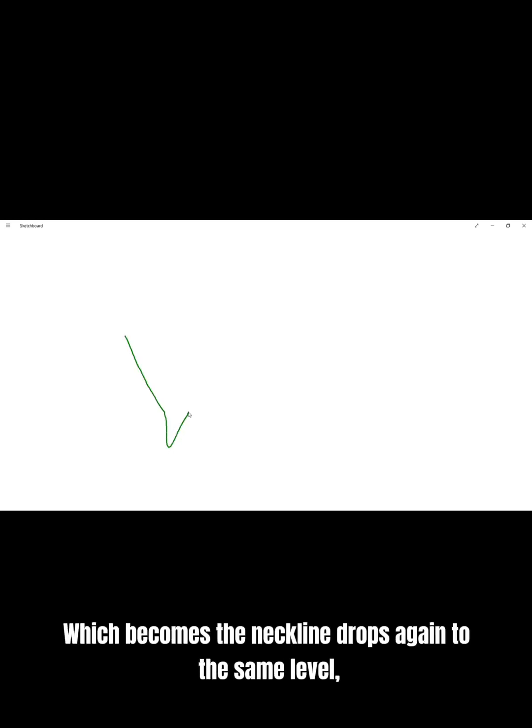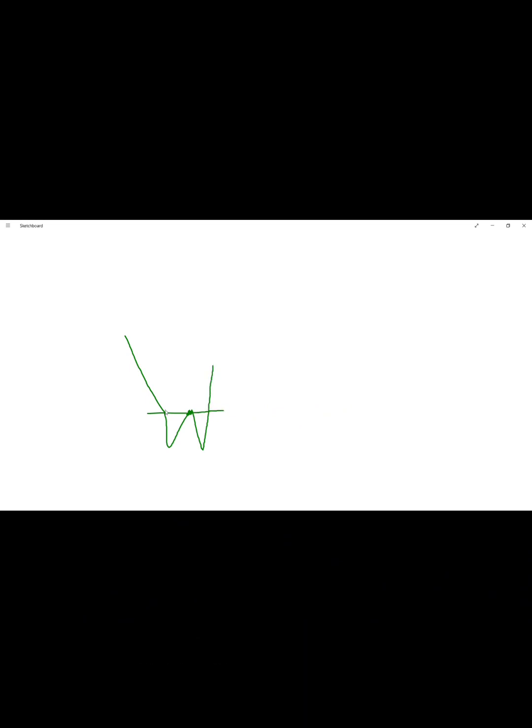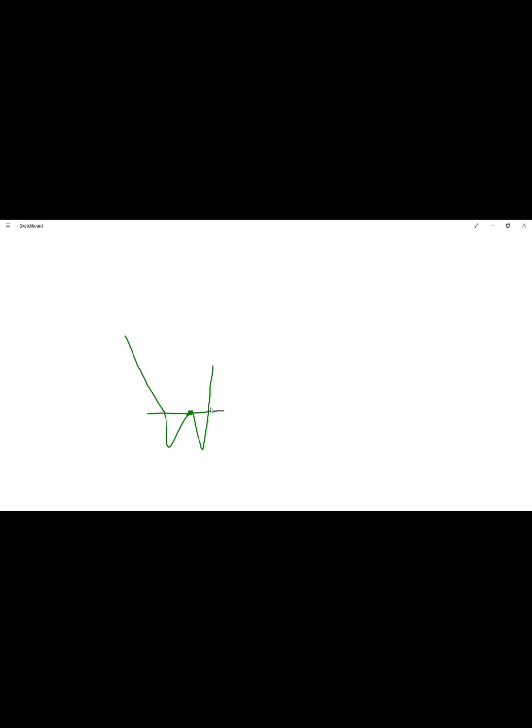A double bottom has the shape of a W. It is formed when the market drops to a certain level, rises to a height which becomes the neckline, and drops again to that same level, rising and breaking the neckline to the upside. While this pattern is forming, traders are expected to wait and make their entry once this neckline is broken. So this means your entry will be here and your stop loss should be at this low.